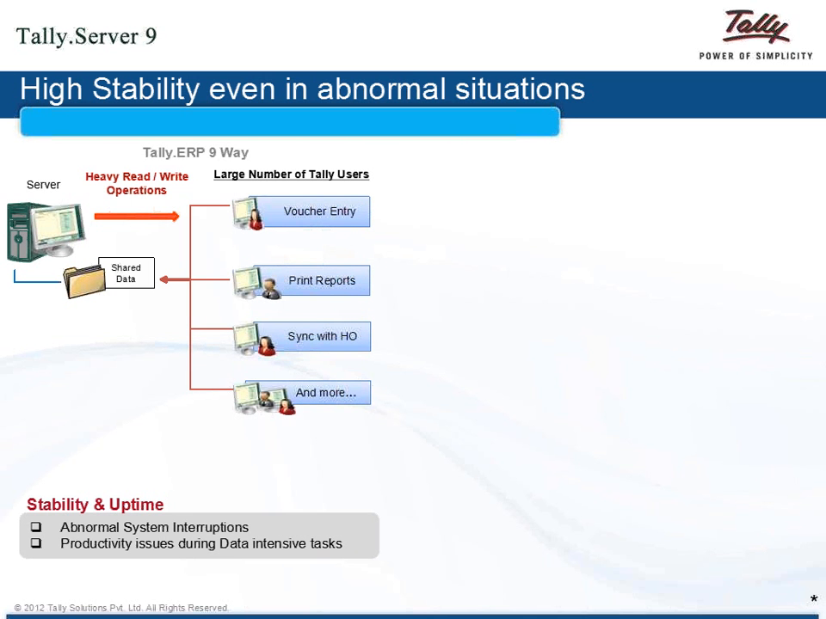Here, when a large number of Tally users perform different activities and heavy read-write operations are performed, Tally goes to not responding, and later it may be terminated, and when reloaded it will ask for rewrite. So, on stability and uptime: this will result in abnormal system interruptions and productivity issues during data-intensive tasks. So here the stability is affected.